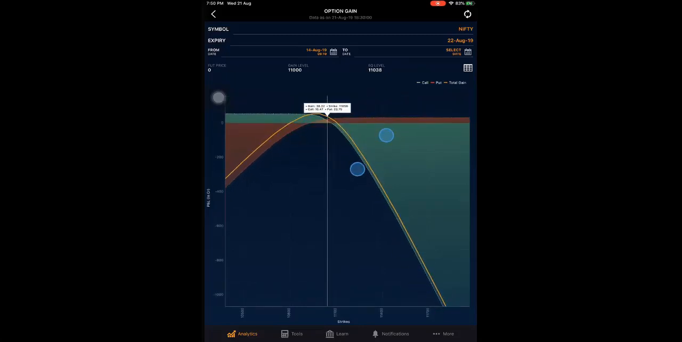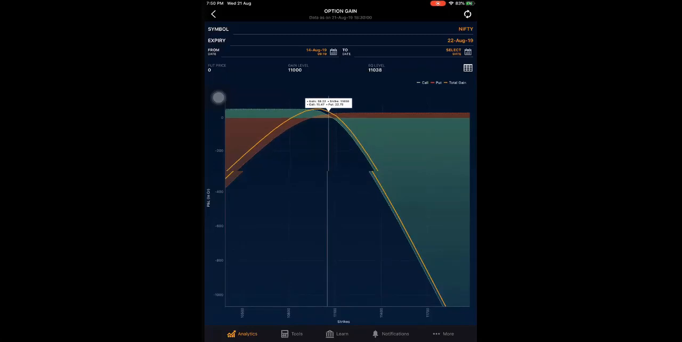Again, you have a very important tool here called the EQ level. The EQ level is a point where neither the call writers nor the put writers are making money. So if your underlying is below the EQ level and it crosses the EQ level, you can see the call writers getting trapped. And if, for instance, the underlying is above the EQ level and it falls below the EQ level, then the put writers are trapped.